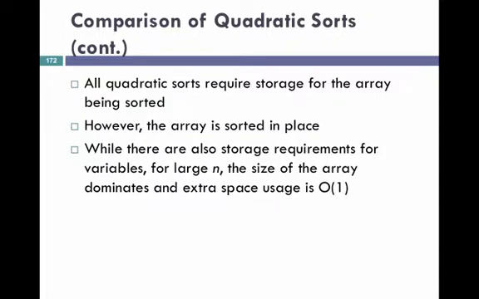All the quadratic sorts require storage for the array being sorted. However, the array is sorted in place. Now, there are also storage requirements for some variables. For large n, the size of the array dominates, and the extra space usage is order 1. So we're usually not too concerned about the few extra data items we need to track.